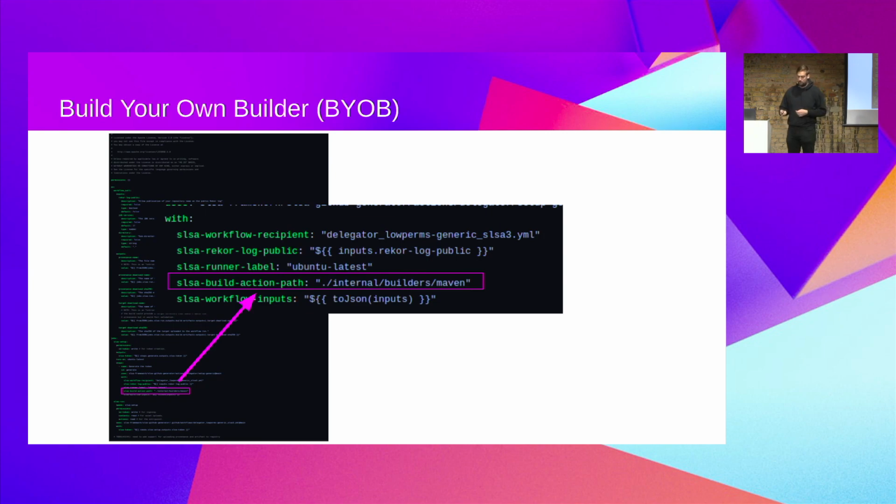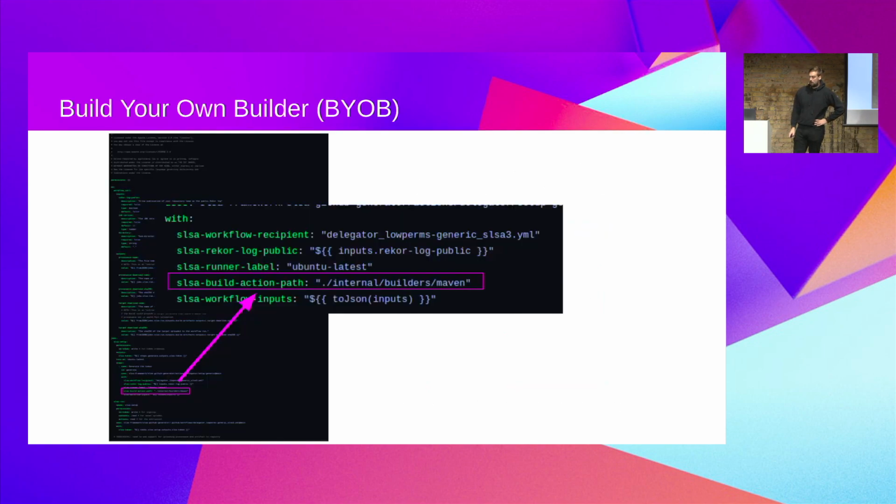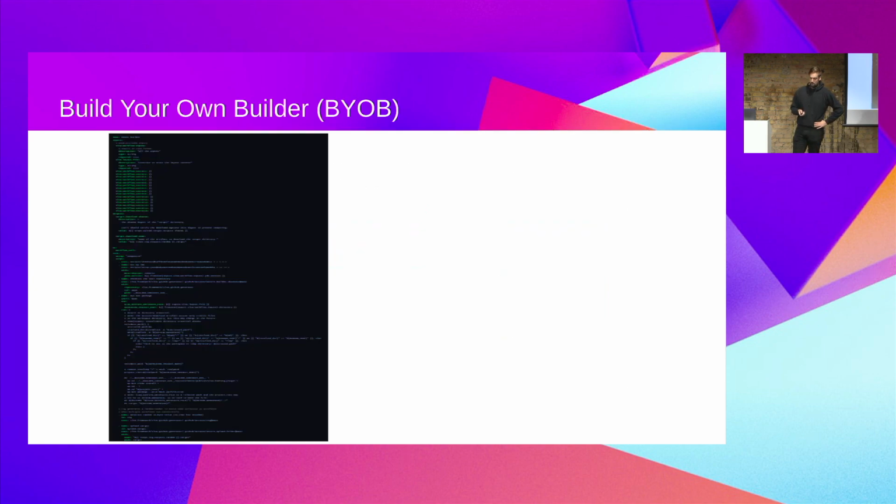Yeah, very easy if you ask me. And that makes up the builder workflow. Now let's look at this build action because that's the one that builds the project itself before generating provenance. So yeah, the build action is this one highlighted with this pink color here. And yeah, let's dive in.